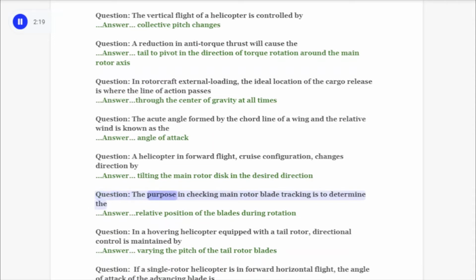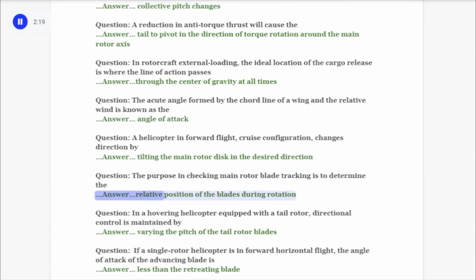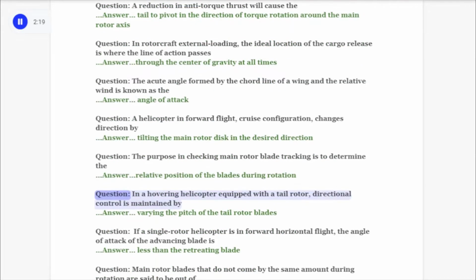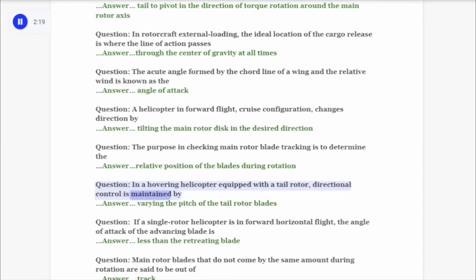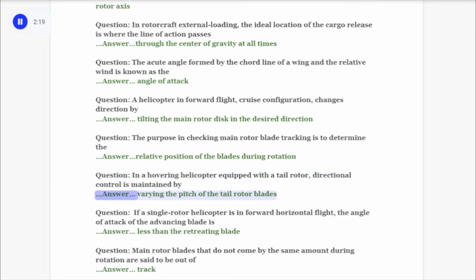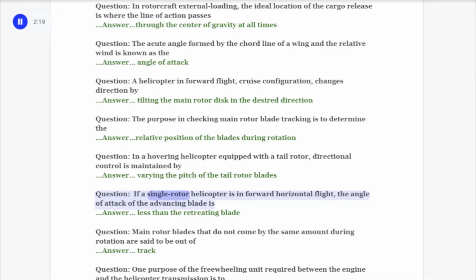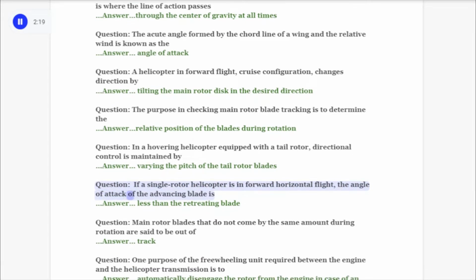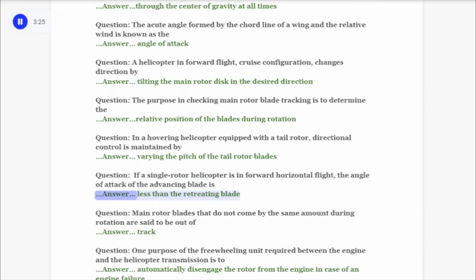Question: the purpose in checking main rotor blade tracking is to determine the? Answer: relative position of the blades during rotation. Question: in a hovering helicopter equipped with a tail rotor, directional control is maintained by? Answer: varying the pitch of the tail rotor blades. Question: if a single rotor helicopter is in forward horizontal flight, the angle of attack of the advancing blade is? Answer: less than the retreating blade.